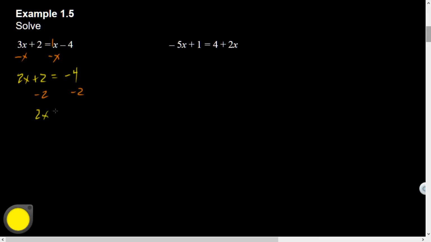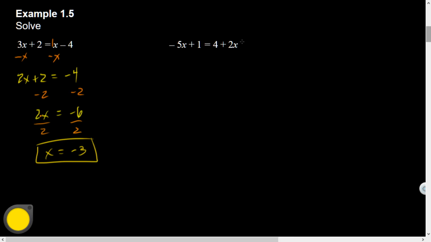I'm going to start doing these quicker so you can start seeing the big picture of how we solve. 2x equals negative 6, that became more negative. How do I get rid of multiplication? Man, we're quick, I like this. Divide. I get x equals negative 3.